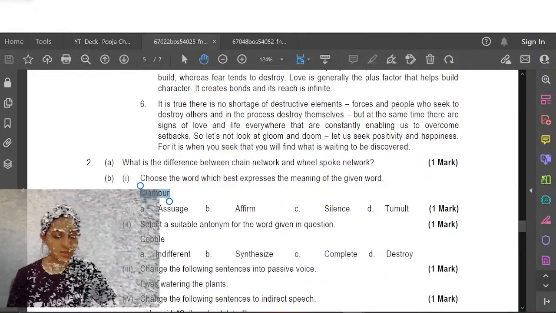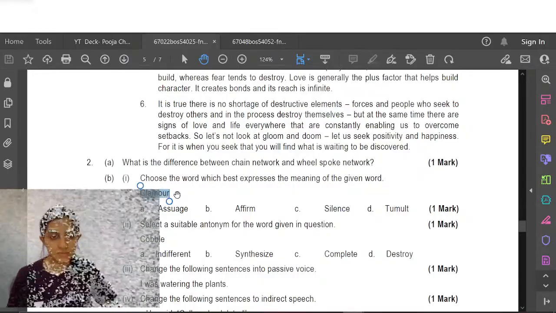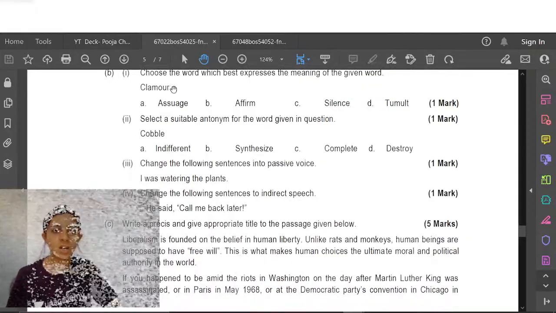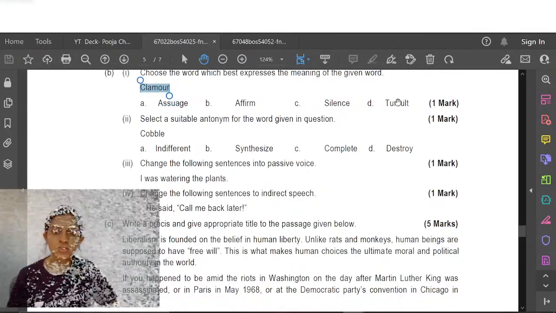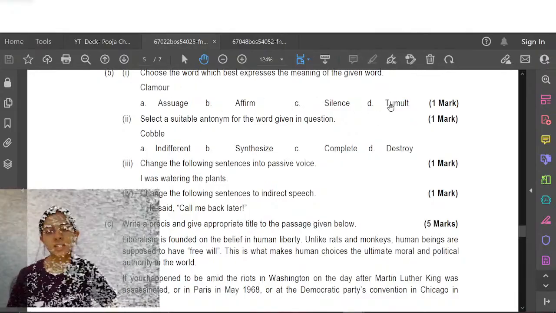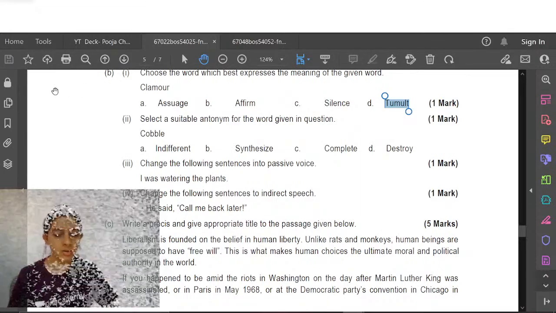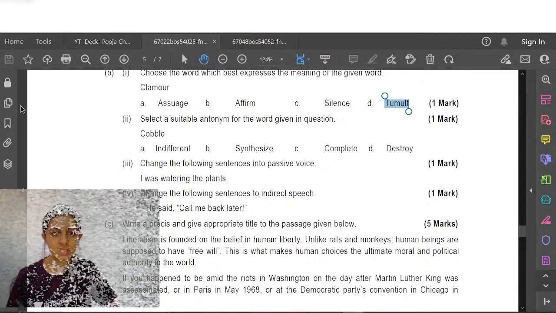Okay. Now, this word means something roaring. I know you might not know this word. A confused or a roaring noise, which is very similar to tumult. Clamor and tumult are synonyms, probably a word that you might not know. It's okay. Breathe in, breathe out. Go to the next one.